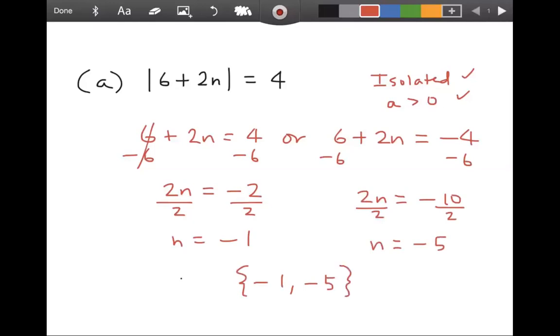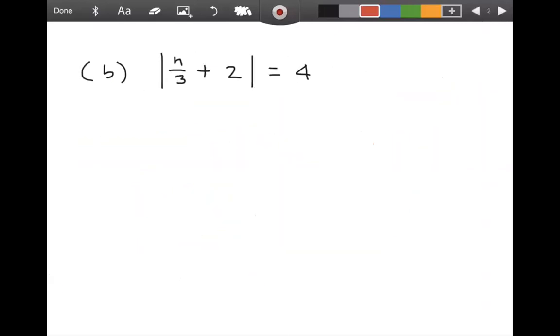Okay, pretty simple, right? Next example, the absolute value of n over 3 plus 2 is equal to 4. So once again, our absolute value is isolated, and the number a, which is 4, is greater than 0. So this would be a perfect one for you to pause the video, try it, and then come back and compare notes. So I will assume that you have done that.